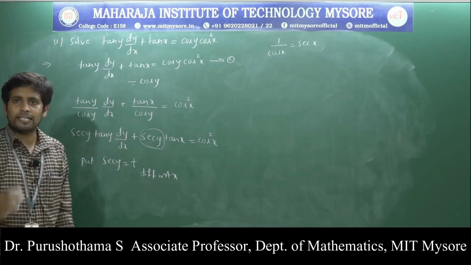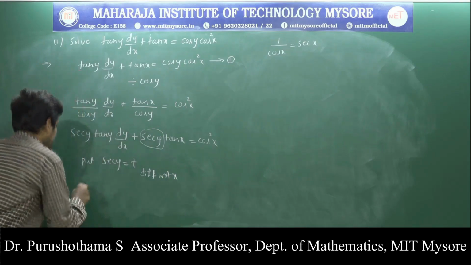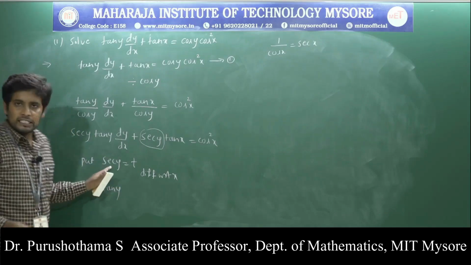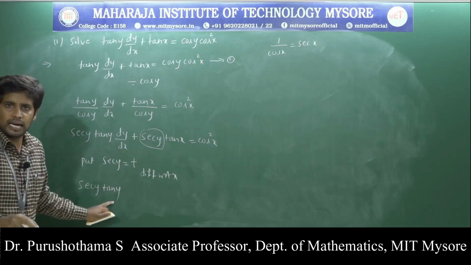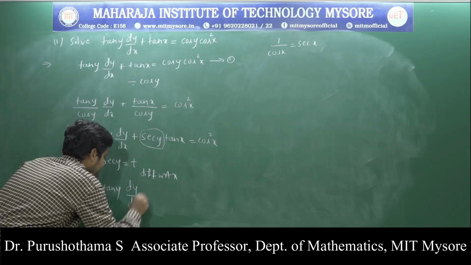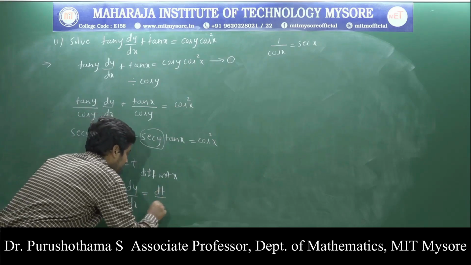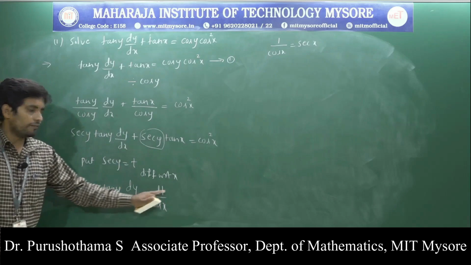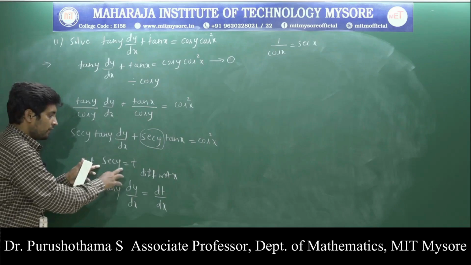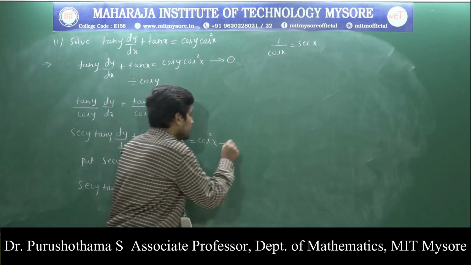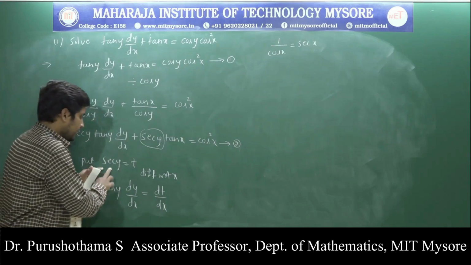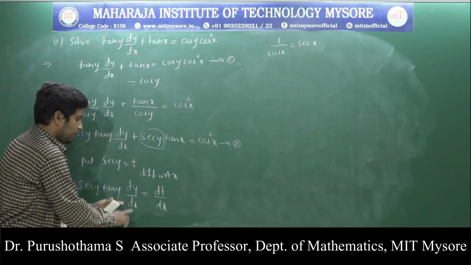Therefore, differentiation of secant y with respect to x is secant y into tan y. Differentiation of secant is nothing but secant into tan. The derivative of y with respect to x, dy by dx, is equal to dt by dx, which is the derivative of t with respect to x. Using this value, with secant y equal to t, in equation 2, replace secant y into tan y into dy by dx.